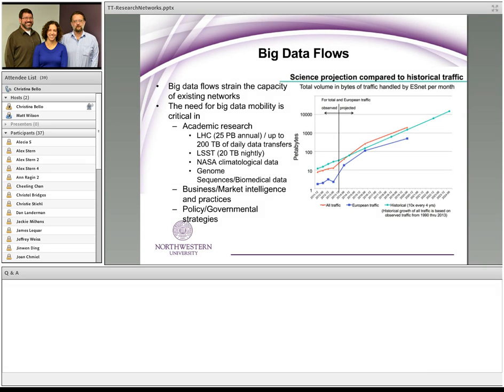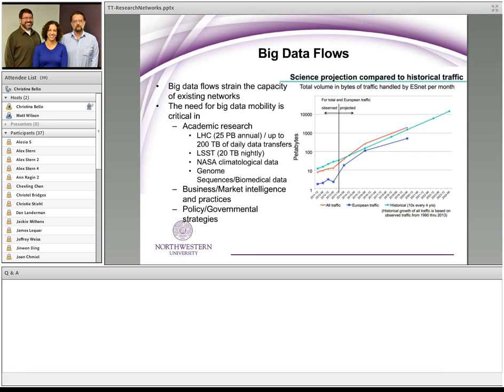Now, why is big data mobility critical? Where is it critical? It's critical in academic research. I have just given 4 examples briefly. The LHC, which stands for Large Hadron Collider, up at CERN, does high energy physics. They're responsible for the discovery of the Higgs boson last year. They typically move about 25 petabytes between the major research sites at the collider and the collaborative locations.